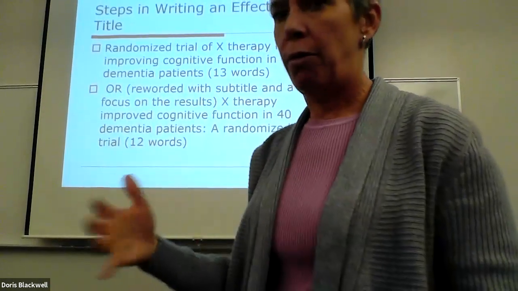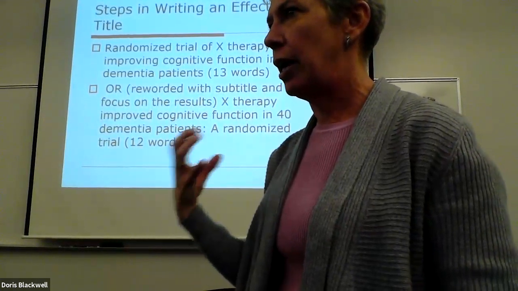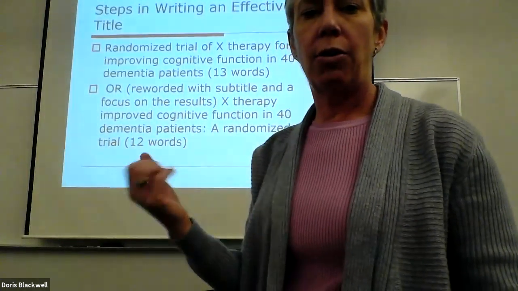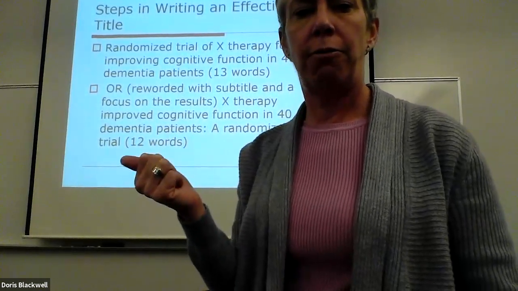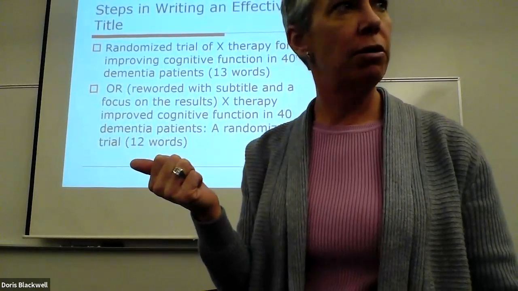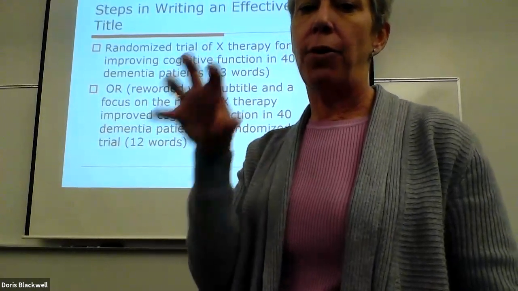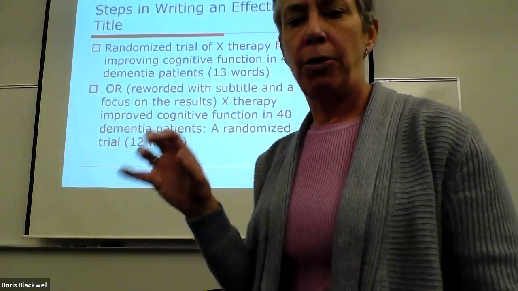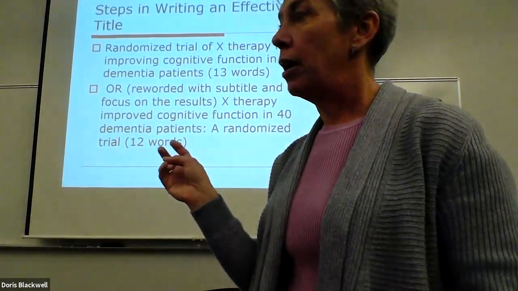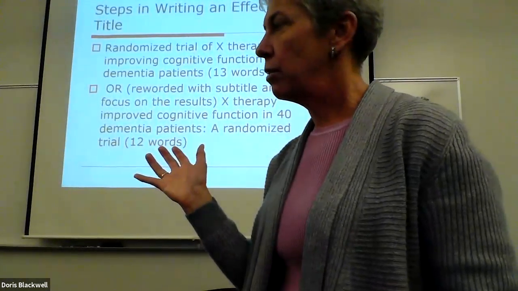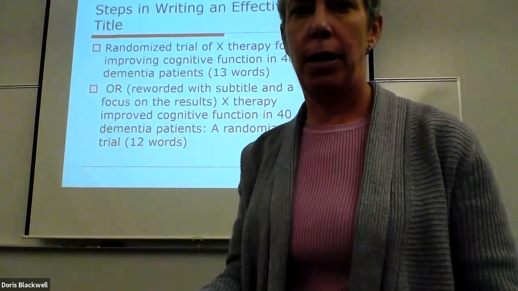So then we work with our title and try to cut down until we get a really good title. It could be "A randomized trial of X therapy for improved cognitive function in 40 dementia patients," 13 words, which cuts right to the chase of what we're doing. Or if we want to rearrange it and really focus on the results: "X therapy improved cognitive function in 40 dementia patients: a randomized trial," 12 words. So we're able to get this down to the true essence of what our paper is.